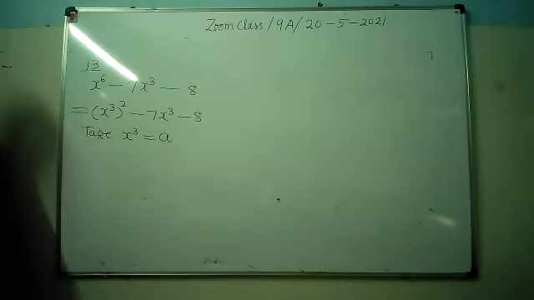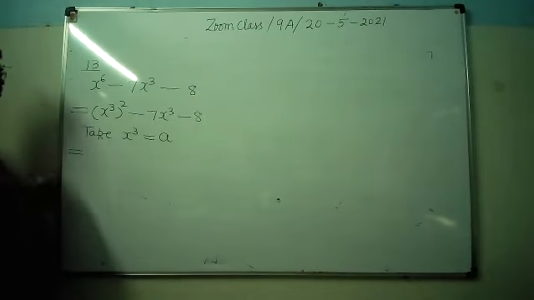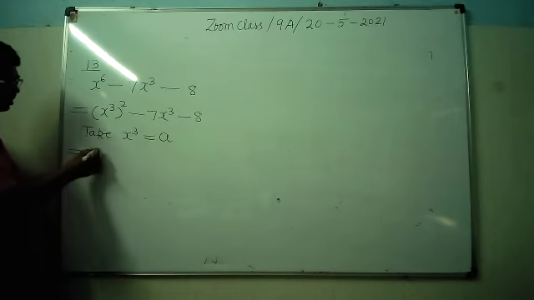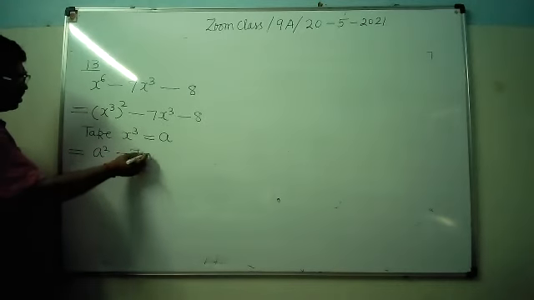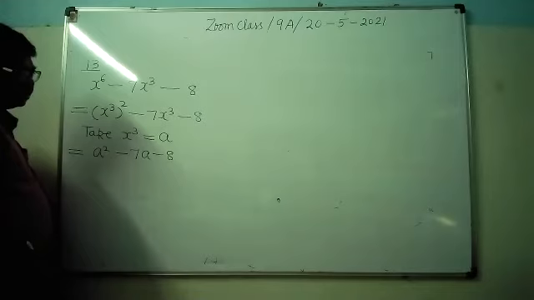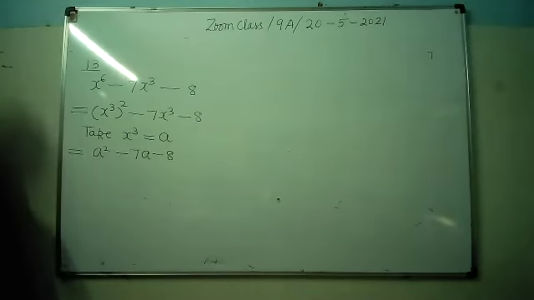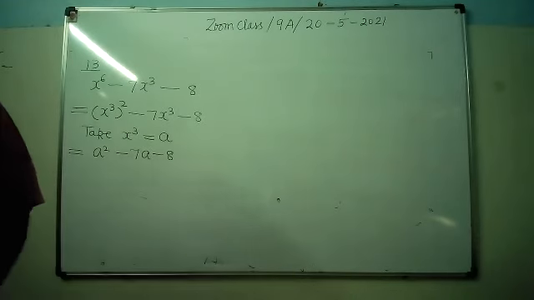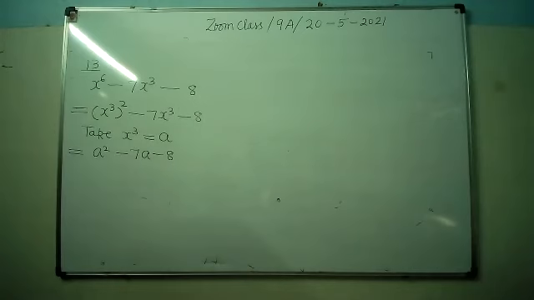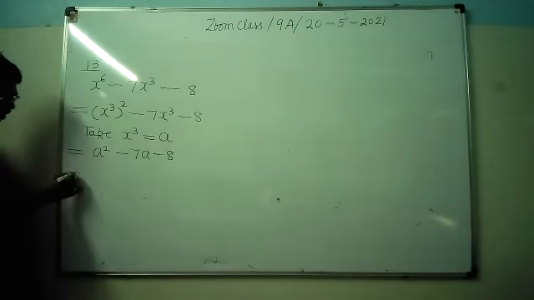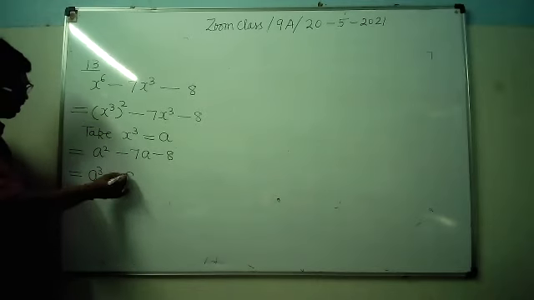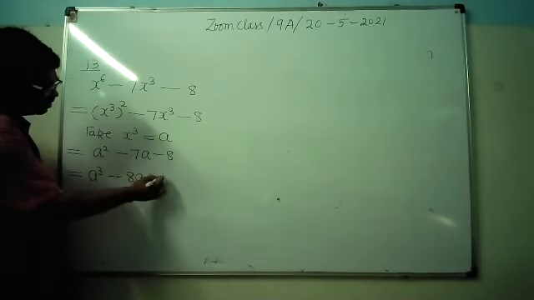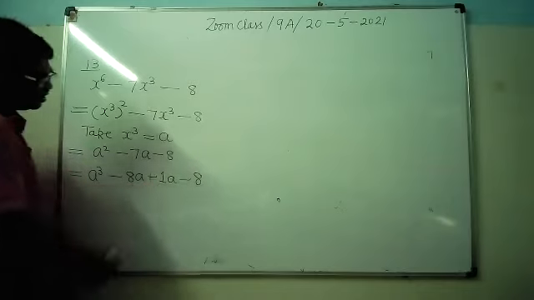a. When you take x cube equals to a, what will this become? A square minus 7a minus 8. Now it has become just like a trinomial. And this trinomial you can factorize by splitting the middle term. So what will you write here? Minus 8a plus 1a minus 8.